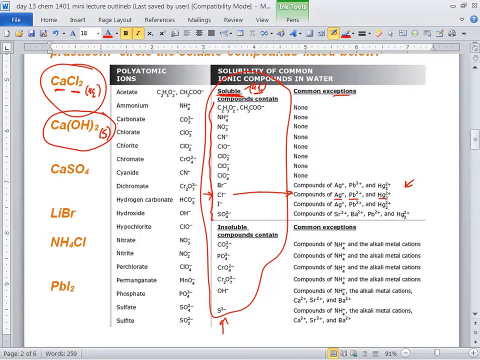If it was 2, she's wrong. But alkali metals is group number 1. Group number 2 was the alkaline earths, right? So alkaline or alkali, group 1. Alkaline earths, group 2. So alkali metals, that's group 1. So she was right. Okay. She was right. How about calcium sulfate?